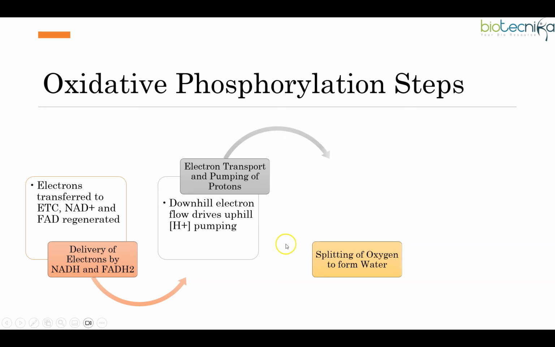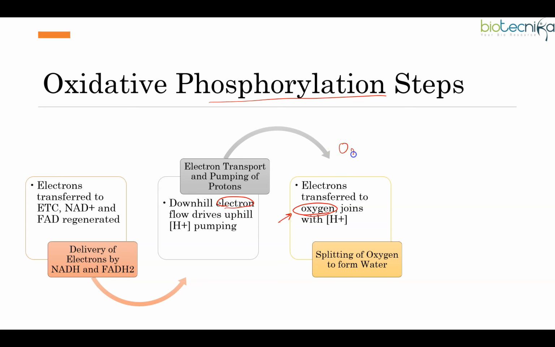Now, this H plus is very important in building up a gradient. But before that, let me tell you what happens to the electrons. It is fine that they are passed on from carrier to carrier, but ultimately they will be taken by something, right? So there should be some terminal electron acceptor. In the case of oxidative phosphorylation, the electron acceptor is oxygen. But we know that oxygen is present in the form of molecular oxygen, O2. That's why this oxygen needs to split up.